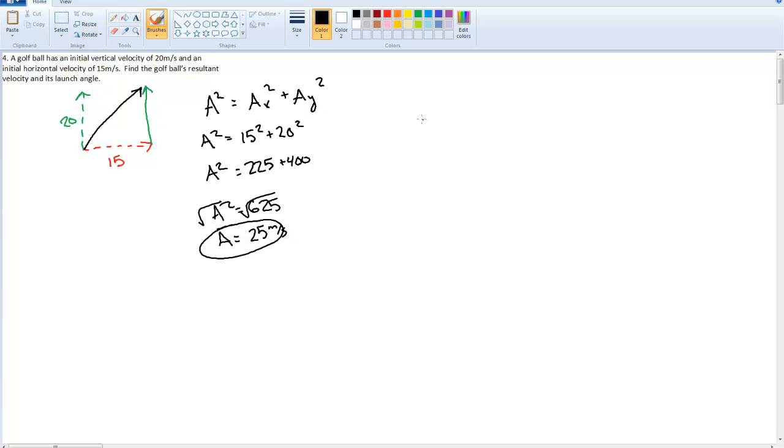All right, now I also need to find the launch angle. So in this case, you can use sine, cosine, or tangent because you have all three sides of the triangle. So let's just use tangent. Tangent of the angle, and that's this angle right here, is equal to opposite over adjacent. So tangent of the angle is equal to the opposite, which is the green side, the vertical side, which is 20, divided by 15. And when I want to find the angle, I have to take the inverse tangent. So the inverse tangent of 20 divided by 15. Now I don't have my graphing calculator, so I'm not going to be able to do that one for you guys.